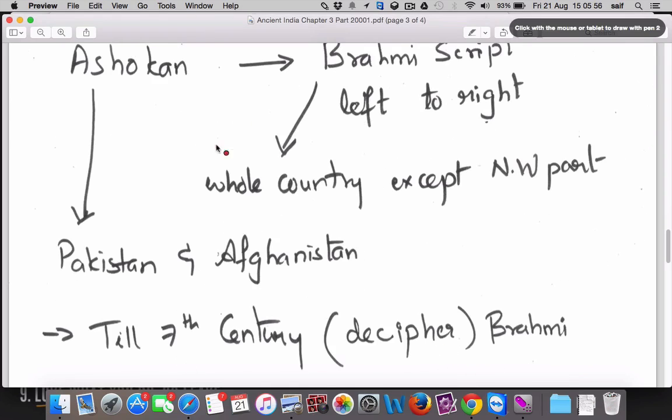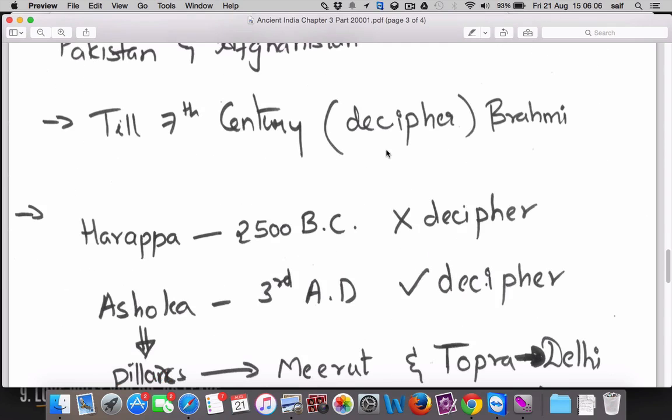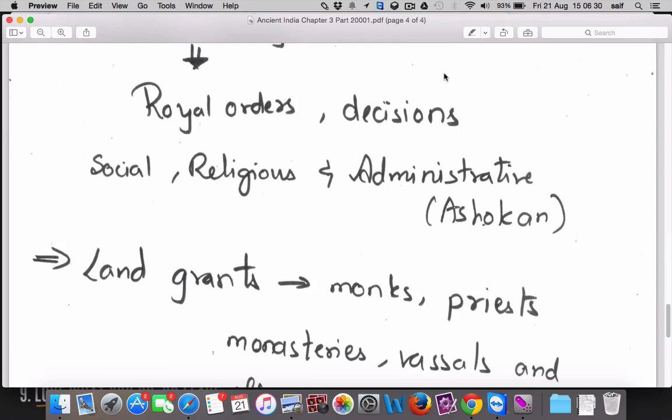And other than India, you can also find this inscription in Pakistan and Afghanistan at the Greek times. Till the 17th century, the deciphering of Brahmi had not been done. Before that, inscriptions up to the 7th century AD had not yet been deciphered. Only people who know the Brahmi language and have studied it for a long time can decipher. Decipher means to interpret what is written.